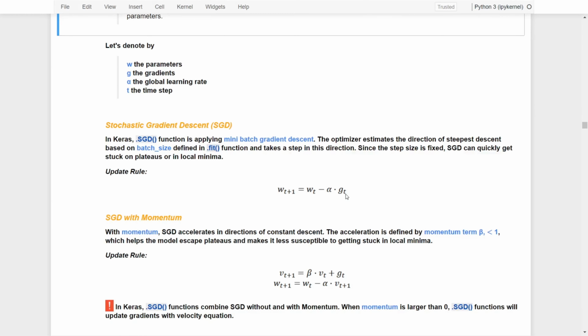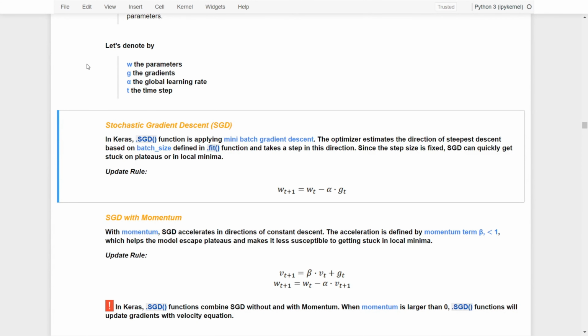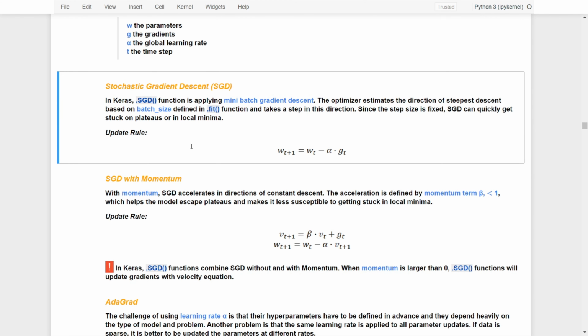Let's take a look at some commonly used optimizers. Let's denote the parameters as W, the gradients as G, the global learning rate as alpha, and the time step as time t. The first one that I would like to introduce is stochastic gradient descent.